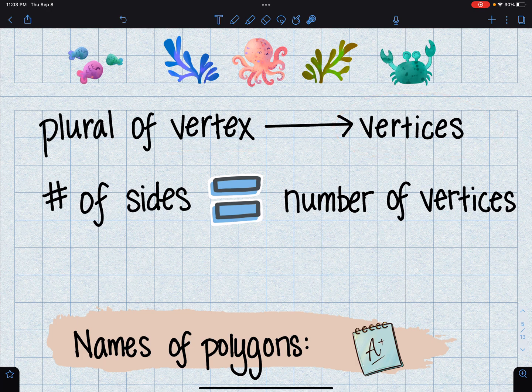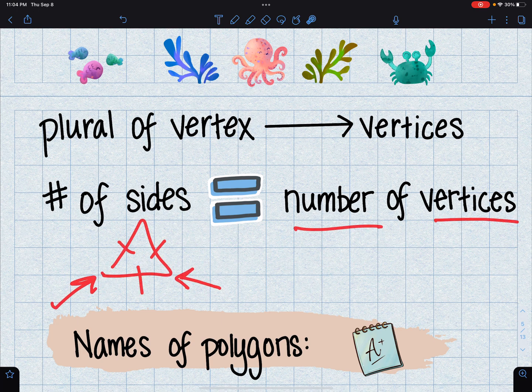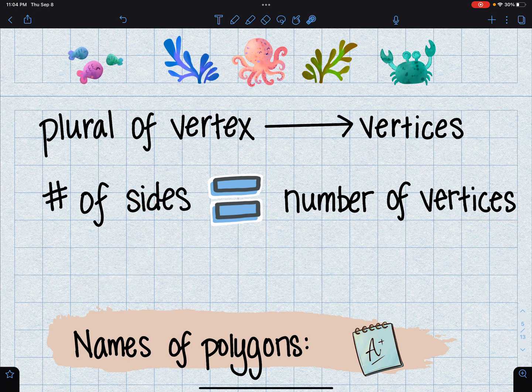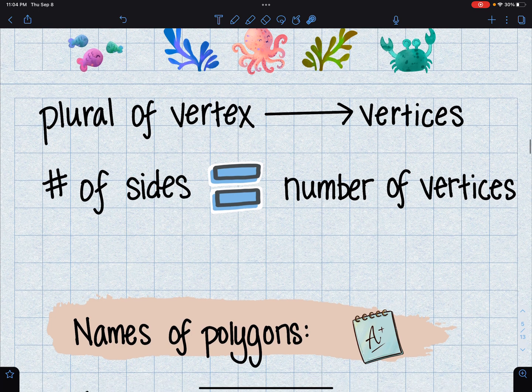And guess what? This is really cool. The number of sides, so for example, if we're talking about a triangle, the number of sides, 1, 2, 3, is always equal to the number of vertices. So vertices are the end points, so 1, 2, 3. So vertices are the pointy part, basically.